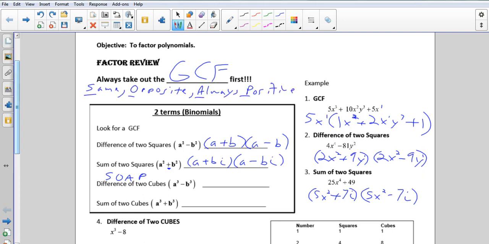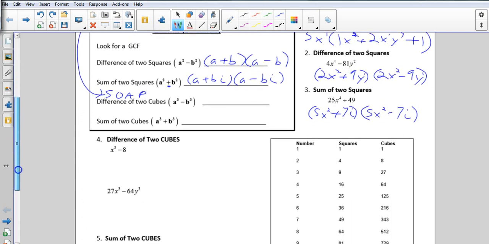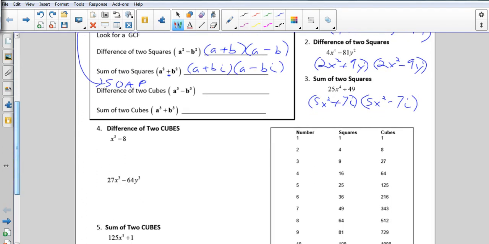SOAP. There we go. If you want to write it somewhere else, that's fine. So, first thing we're going to do is write the cube root of a minus b. Okay? And we're going to use the same sign. So since this is a difference, we're going to do a difference first.